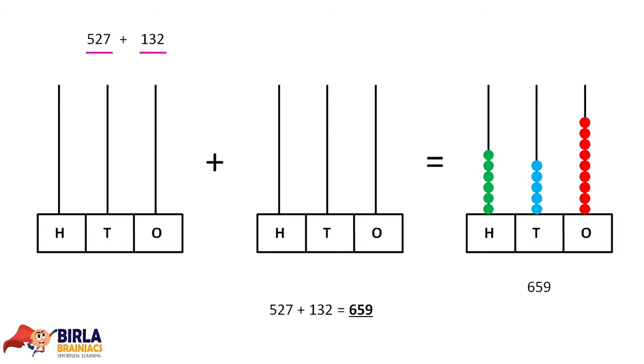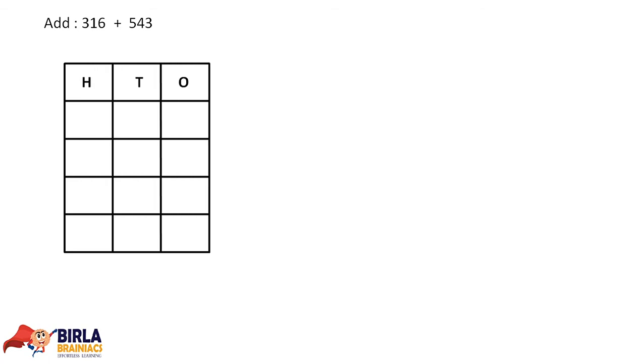What we did in this abacus stand, the same logic is used. You can add it without abacus stand also. So let us see how to do that. We have to add these two numbers 316 and 543. Both are three digit numbers. So we'll prepare a table like this: ones digits, tens digits and hundreds digits.